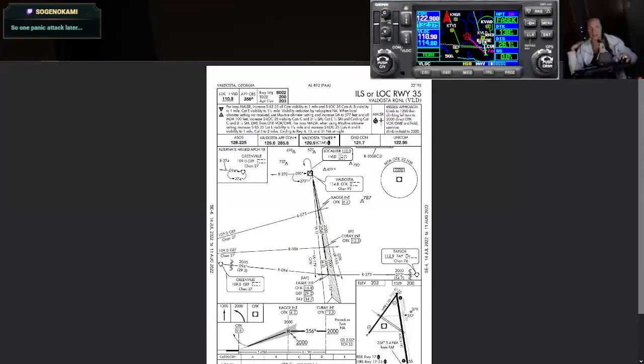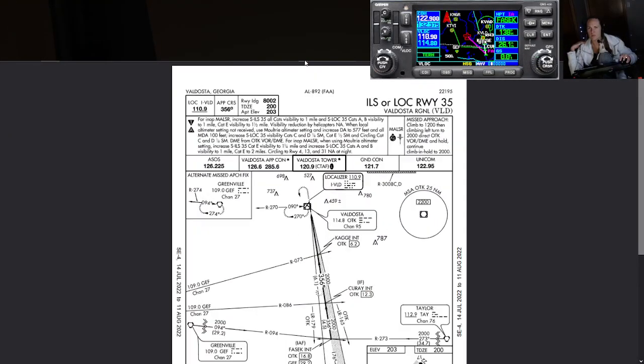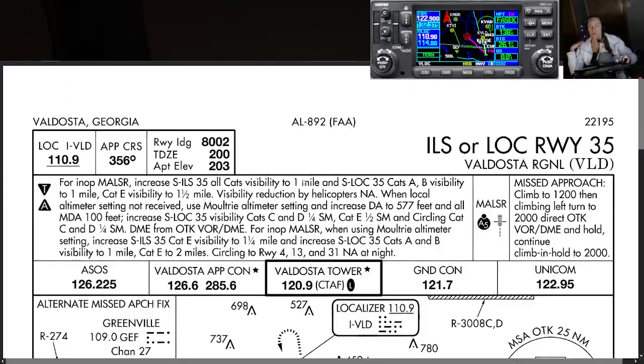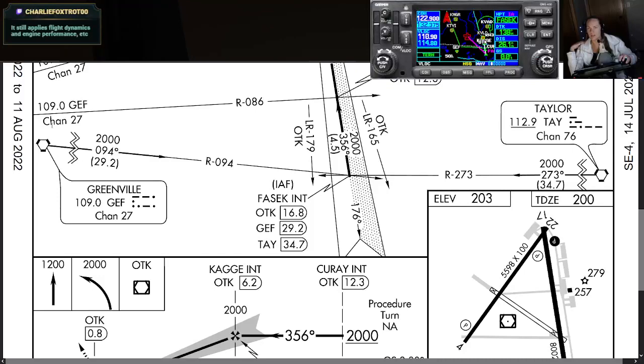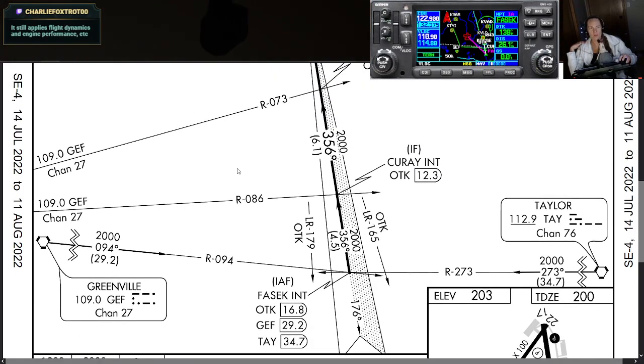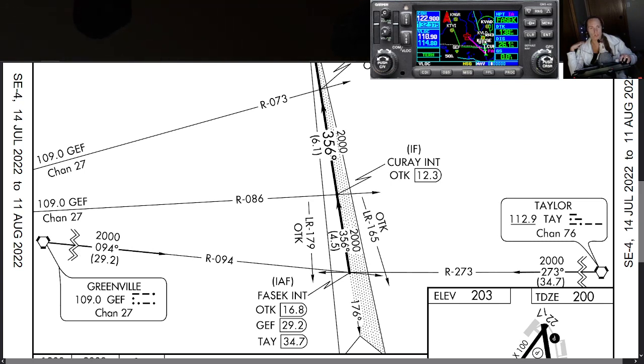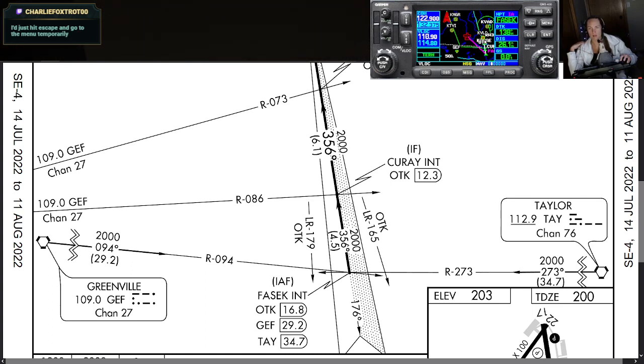Okay, we're looking. We've got three crossing radials depicted from Greenville, right there, there, there, off the chart to the left, also depicted on the chart with the "not to scale" symbol. Don't actually fly a lead radial. It's just guidance to let you know the localizer or final approach course is coming.